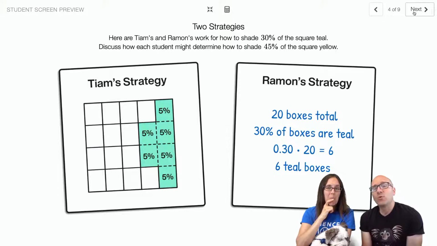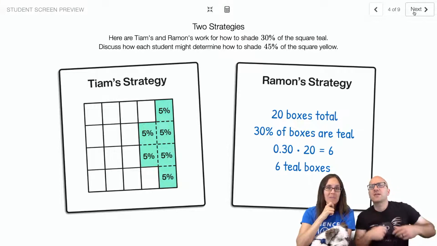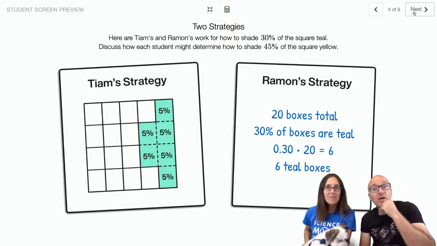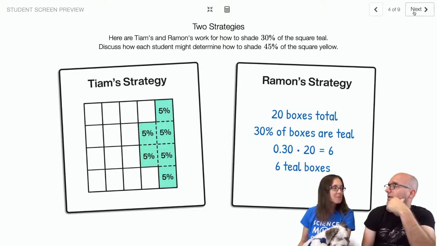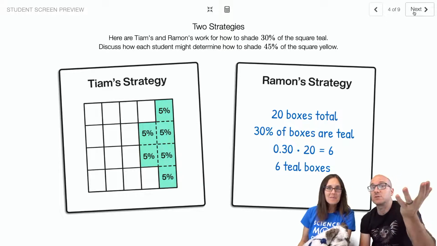Now, when you look at that, weigh in please in the chat. Which strategy is the best? So think about it, and then I'm going to ask Science Mom to weigh in on which strategy she thinks was the best.